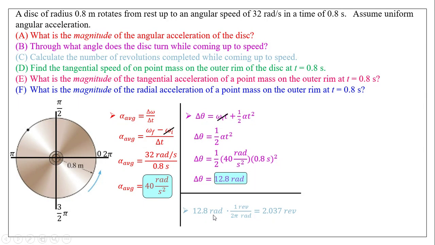So really, I'm just going to take the answer I calculated in part B, which is 12.8 rad, and multiply it by this conversion factor. For every 1 revolution, 1 cycle, 1 lap, it is equivalent to 2 pi rad. The unit for rad will cancel out.